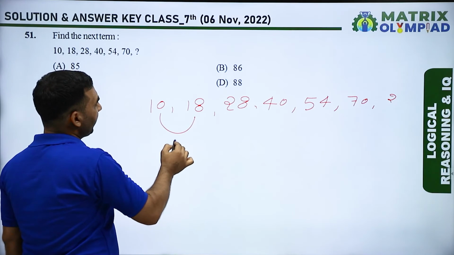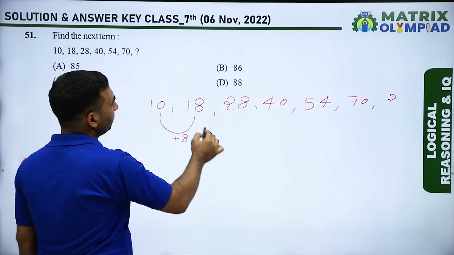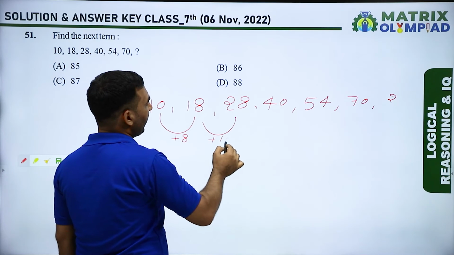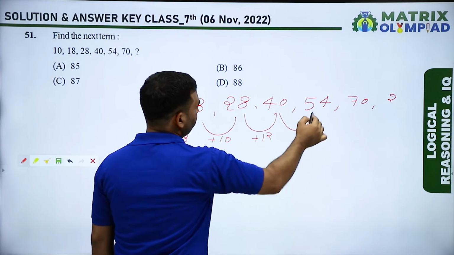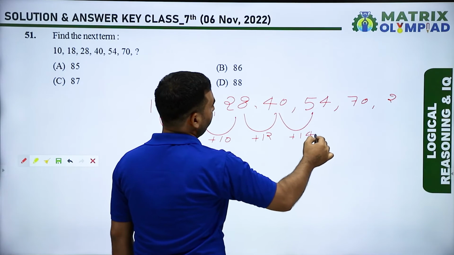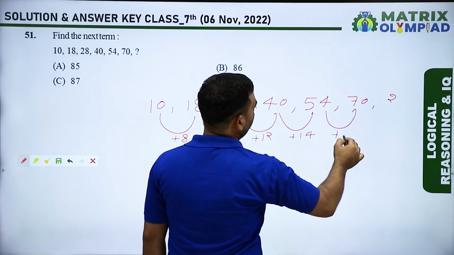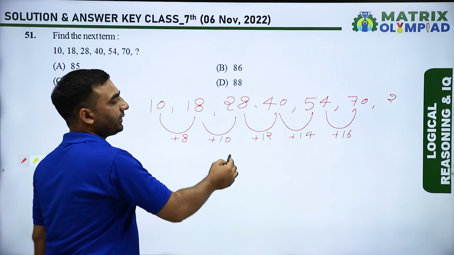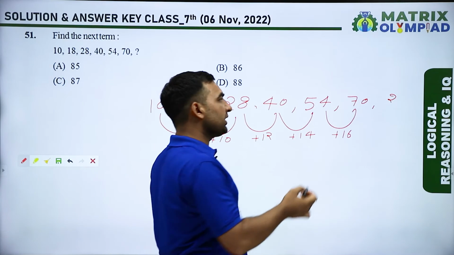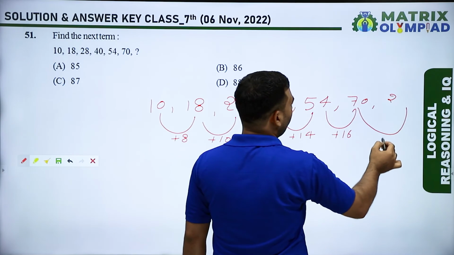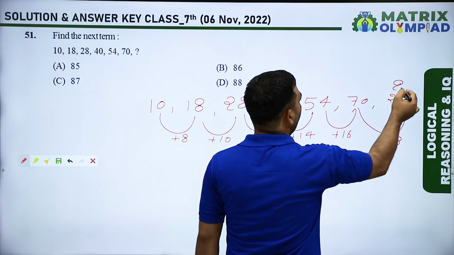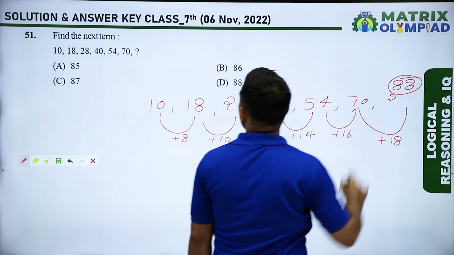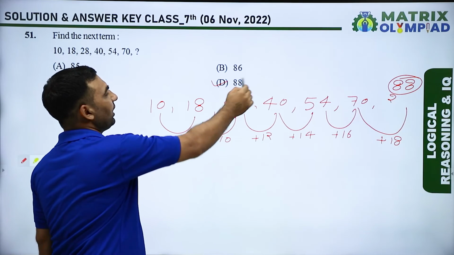As you see, 10 plus 8, plus 10, plus 12, plus 14, plus 16. The added numbers are 8, 10, 12, 14, 16. What is the next number to add? Our next term is 18. If 18 is added to 70, our number is 88. Option D is the correct answer.